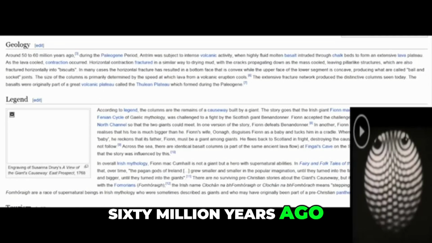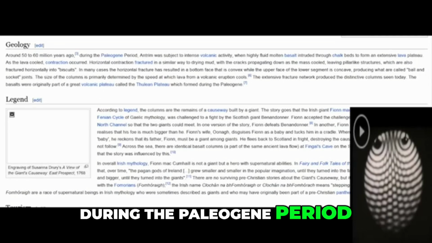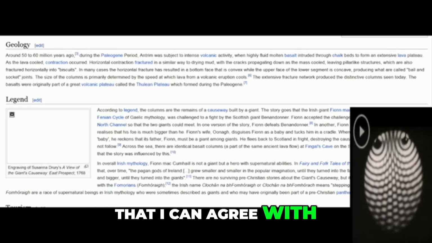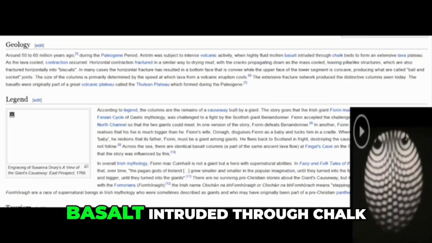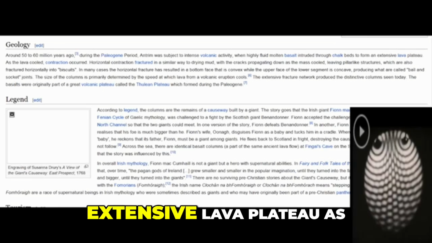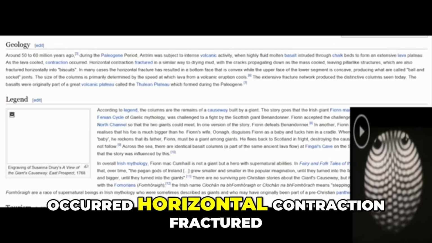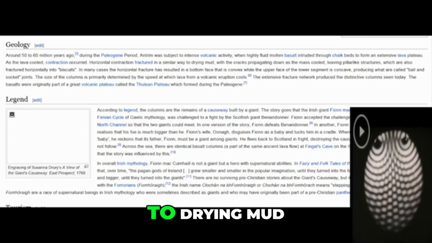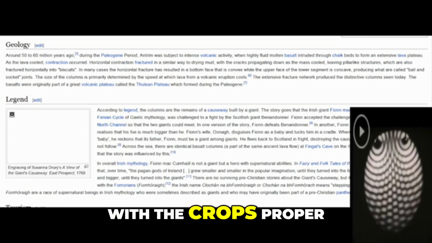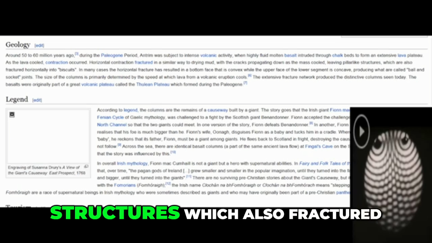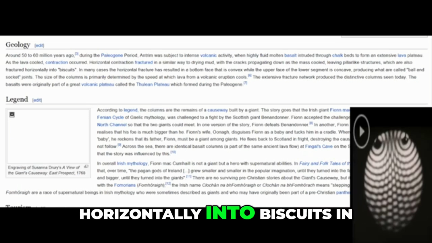50-60 million years ago, during the Paleogene period, Antrim was subject to intense volcanic activity. That I can agree with. When highly fluid molten basalt intruded through chalk beds to form an extensive lava plateau. As the lava cooled, contraction occurred. Horizontal contraction fractured in a similar way to drying mud, with the cracks propagating down as the mass cooled, leaving pillar-like structures which also fractured horizontally into biscuits.